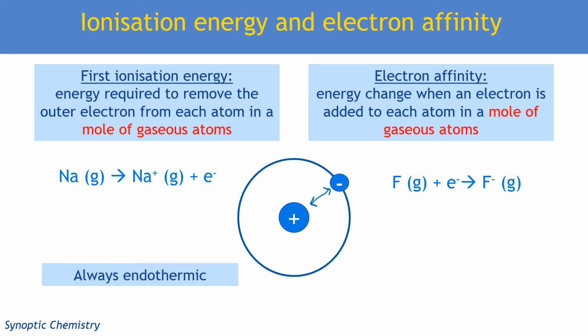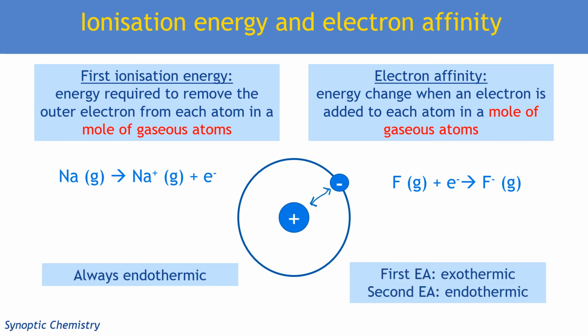And so first ionization energy, or in fact any ionization energy, is always endothermic. We always have to put energy in. We are overcoming attractions between the nucleus and the electron that we're removing. So there will be different sizes of ionization energy, and we may say, for example, that sodium has a relatively low first ionization energy, but it still has energy that we need to put in to remove the electron. Whereas electron affinity, the first electron affinity is exothermic.